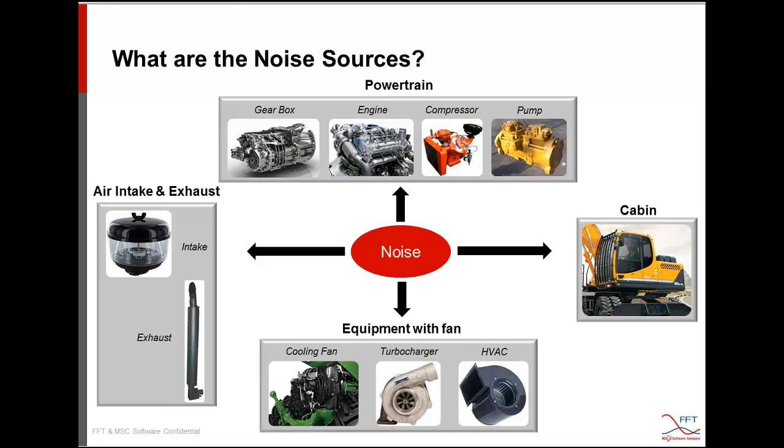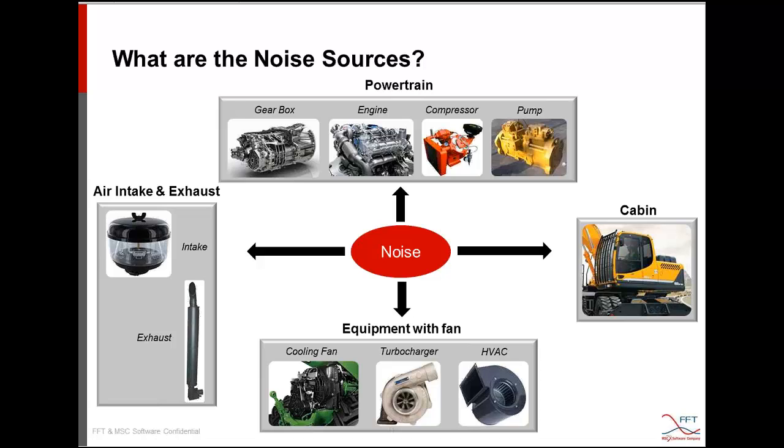So what are the noise sources? Well, whether it is a tractor or an excavator, a combine or a lawn mower, noise sources can be ordered in 4 categories. Noise from the powertrain, with the gearbox, the engine, the compressor, and hydraulic pump. Another very important source of noise comes from equipment with fans, which includes cooling fan, HVAC, and turbocharger. The noise from engines, gearbox, and cooling fan increases with increasing power, and the engine cooling fan is often a dominant noise source for construction and agricultural machineries.